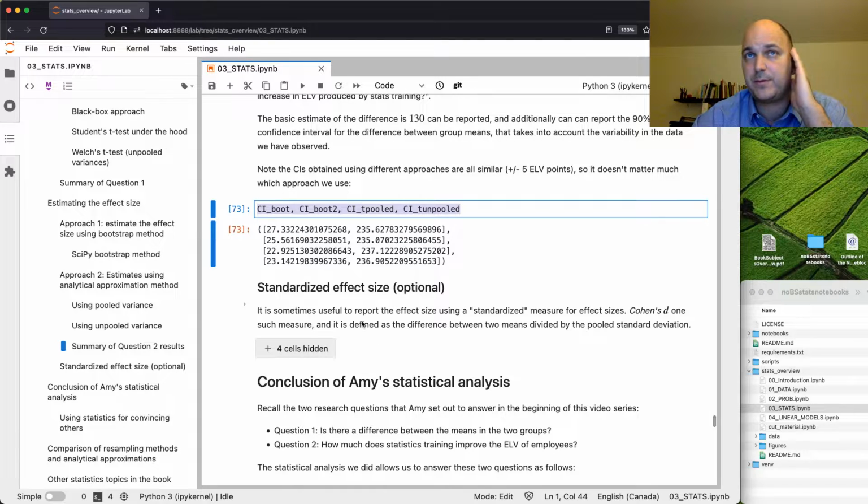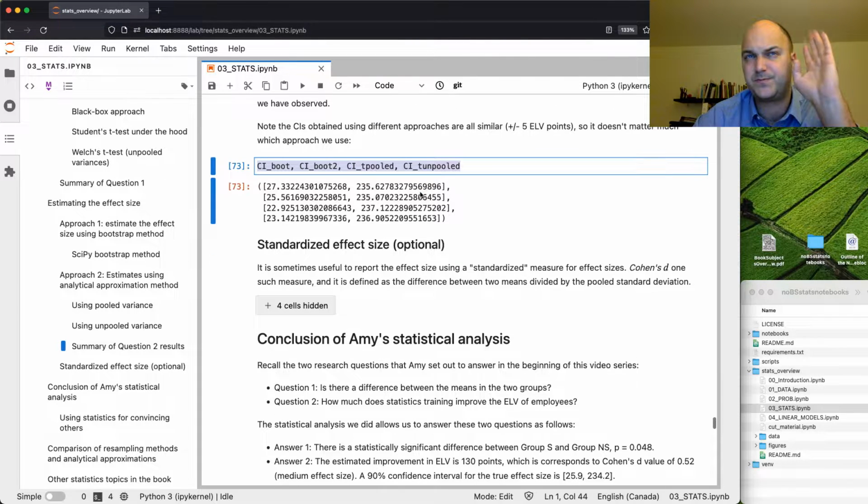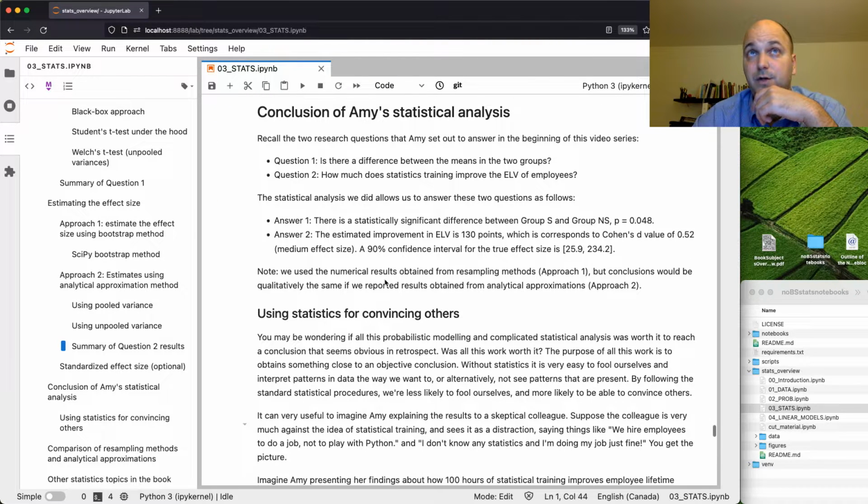I'm going to skip this part because the numbers we've been using so far have been good enough, but there's a way to describe the difference 130 in a standardized way. So optional, you can unfold and read the details. Okay, conclusion.